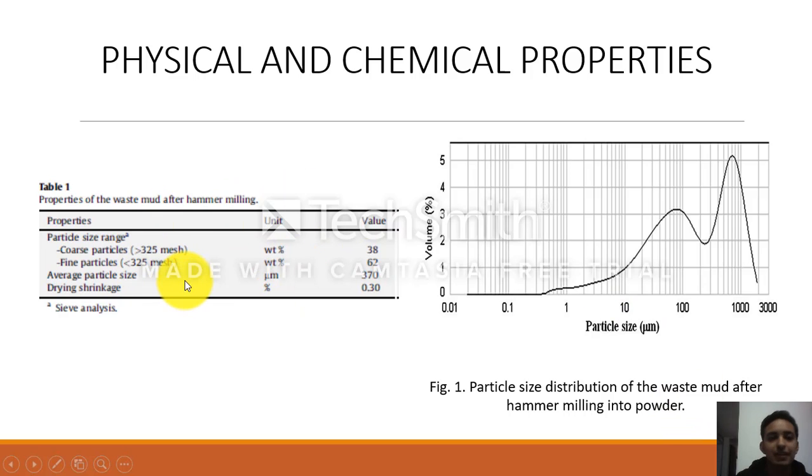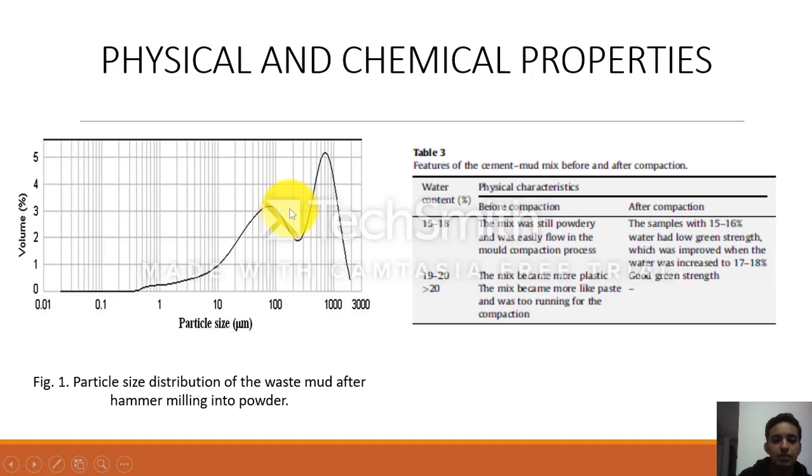They determined the physical properties, and we can see in table number 1 its range and distribution with its size, and in figure number 1 the size with respect to volume. For example, we have a volume of 5, and the particle may have 800 of size.